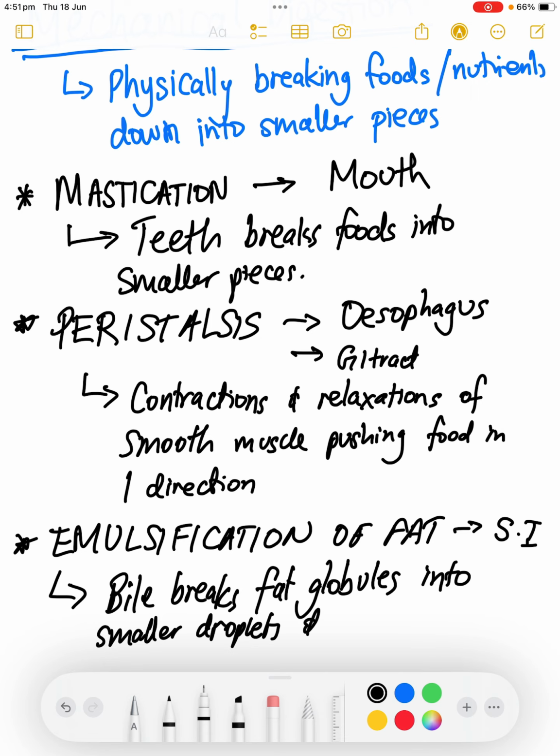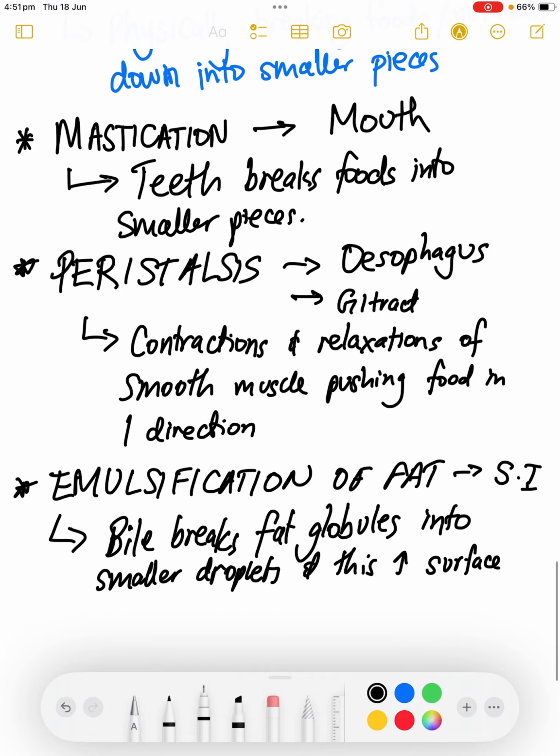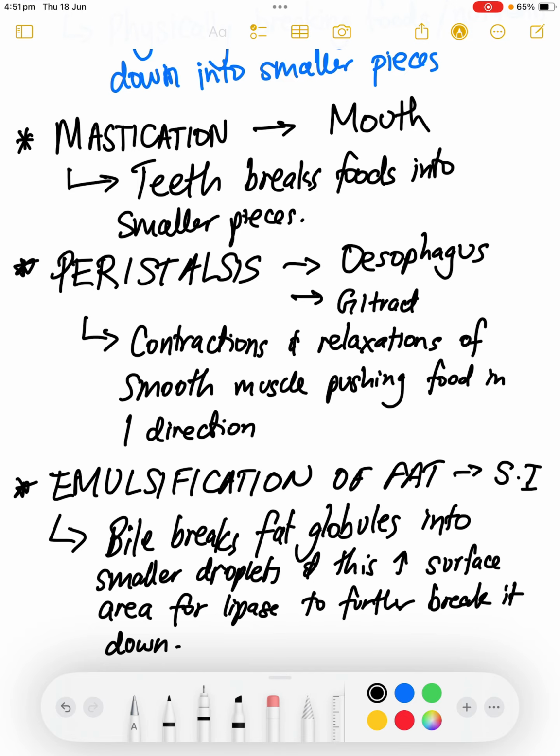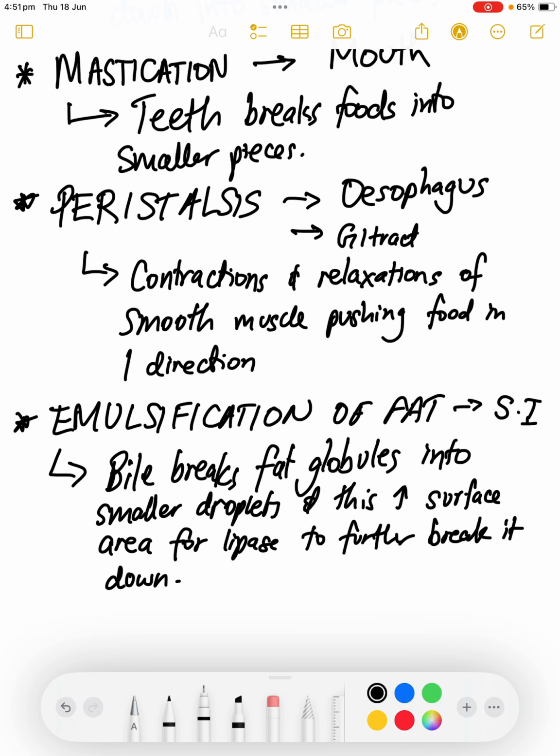And this increases surface area for lipase to further break it down.